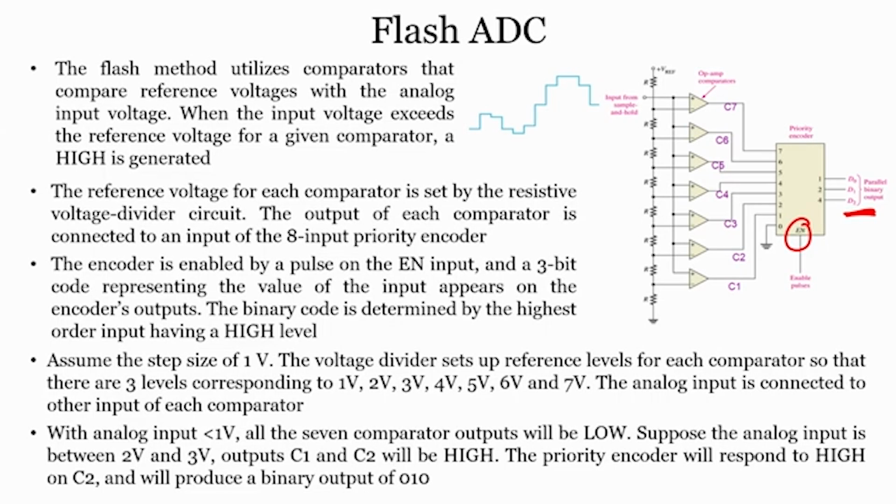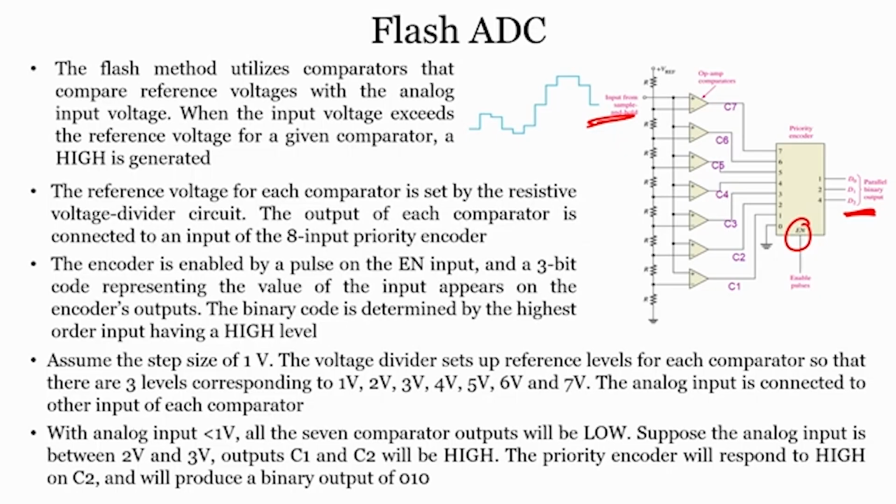Now, assume a step size of 1 volt. The voltage divider sets up reference levels for each comparator, so that there are levels corresponding to 1, 2, 3, 4, 5, 6 and 7 volts. The analog input is connected to the other input of each comparator. Now, you understand this question. With analog input less than 1 volt, all 7 comparators will be low. What we are saying is, if you have a step size of 1 volt and the voltage divider is set for all comparators, so it is 1, 2, 3, 4 until 7, then what will happen if the analog value from the signal is less than 1 volt? All the comparators would be low, right. So, the output will be 0.